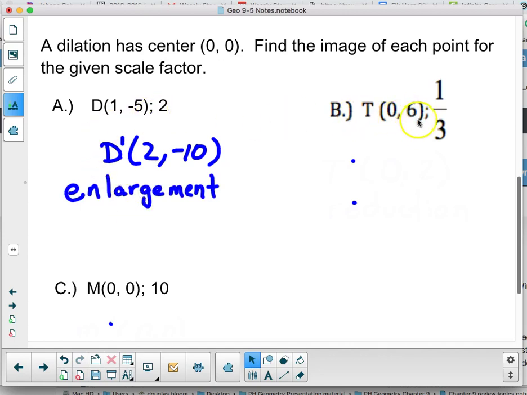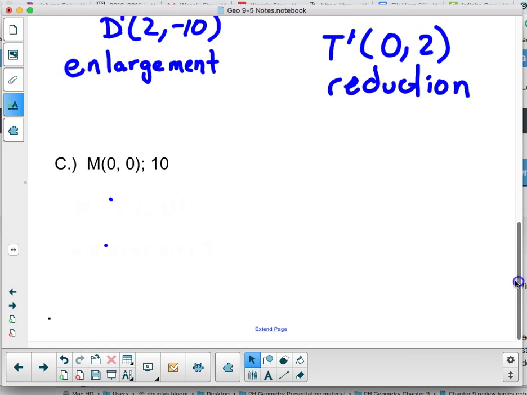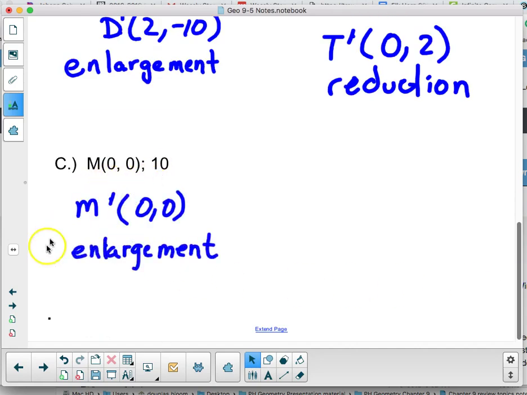Here, go ahead and multiply. Hopefully you got 0 and 2, and because this scale factor is smaller than 1, it's a reduction. And the last one's really tough. 0 times 10 and 0 times 10. That's just going to be 0, and it's an enlargement because it's 10 times larger. That's my growth. Now we got 2 problems left.